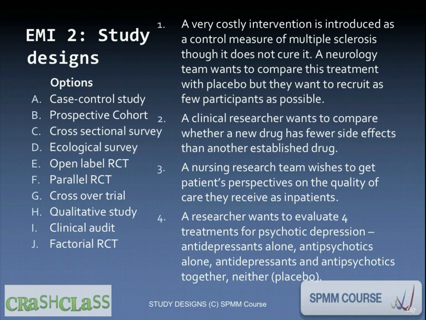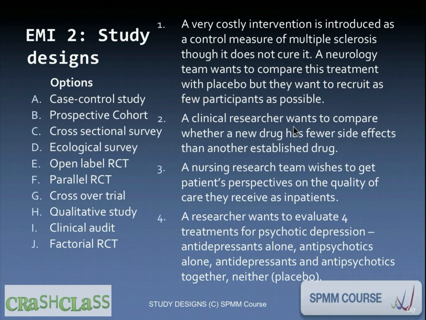A very costly intervention is introduced as a control measure for multiple sclerosis, though it does not cure it. A neurology team wants to compare this treatment with placebo, but they want to recruit as few participants as possible. So you want to do an RCT because it's an intervention, but you want to modify the RCT in a way you can use the same sample more than once in order to increase the power. You can do that because this treatment is not going to cure the condition, and this will allow you to recruit as few participants as possible, so you can use them twice. What kind of design is that? It's a crossover randomized control trial, crossover RCT. So the option is G.